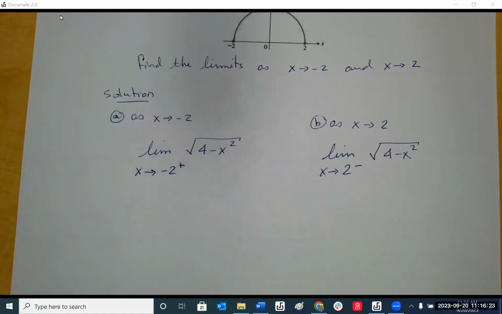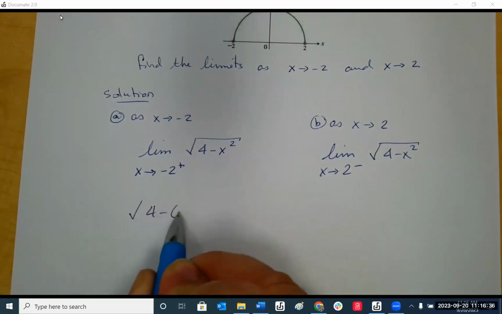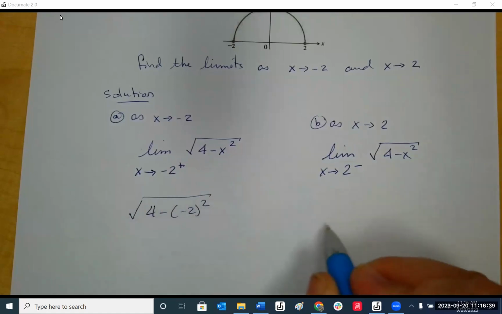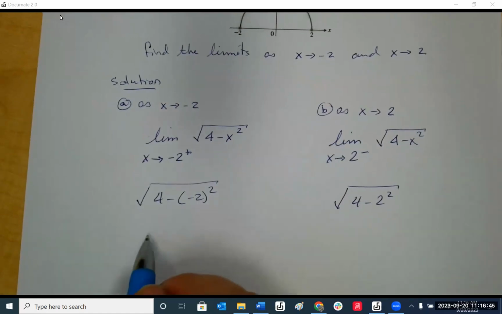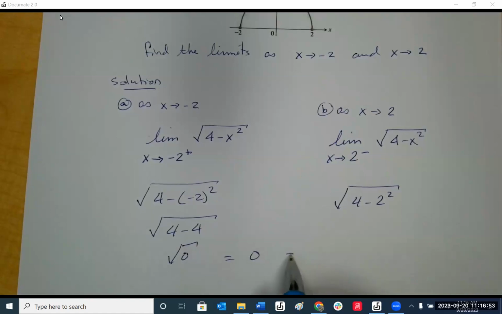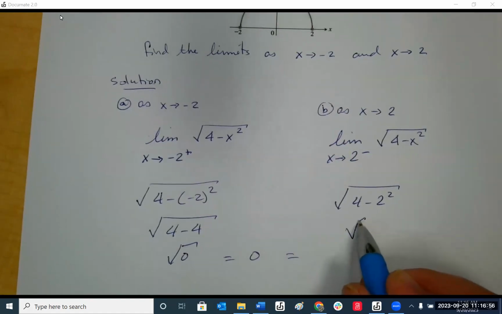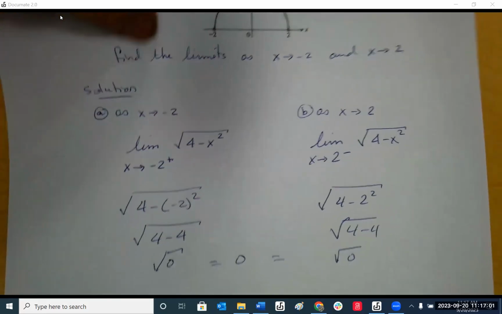But the first thing you always want to do is just plug it in there. If it works, it works. If it doesn't, it doesn't. Then we try something else. Yes. So we first plug it in there. So we have 4 minus negative 2 squared, 4 minus positive 2 squared, 4 minus 4. And we got 0.